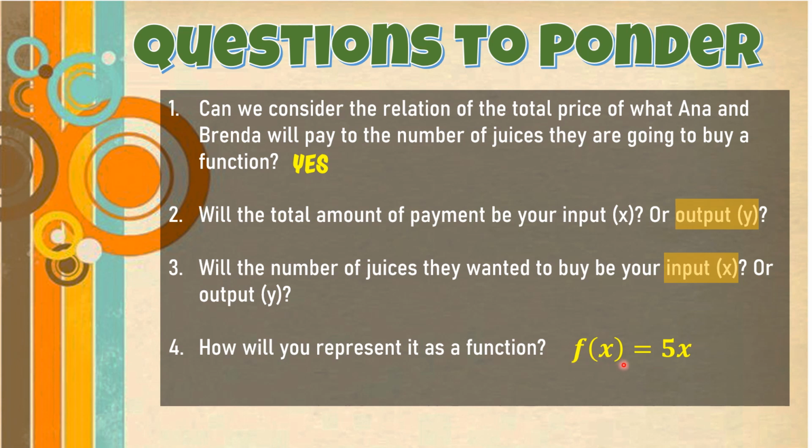So we have here f of x equals 5x. So why 5x? Because in the scenario a while ago, each cup of juice in their canteen costs 5 pesos. So we have here 5 times the input, which is the number of juices as variable x. So we have here 5x. A while ago, when we added the number of juices they want to buy, that is all 5. So we have to substitute 5 for the x variable. So we have here f of x is equal to 5 times 5 equals 25. Therefore, both of them will pay 25 pesos for the juices they want to buy.